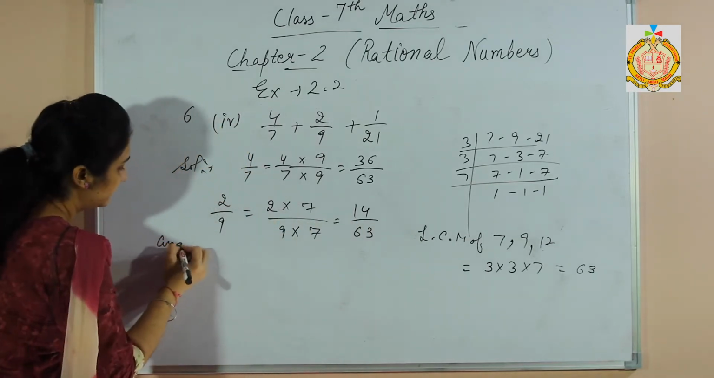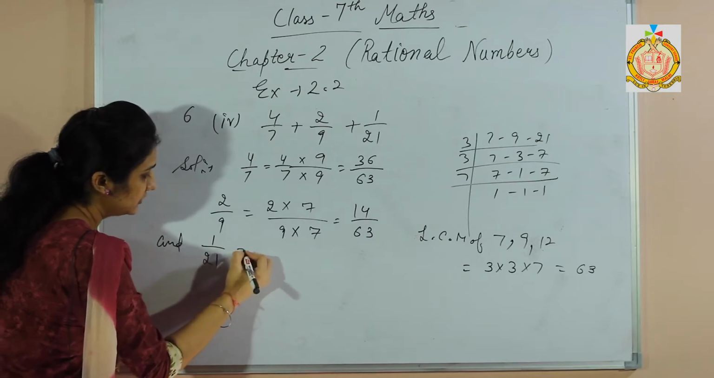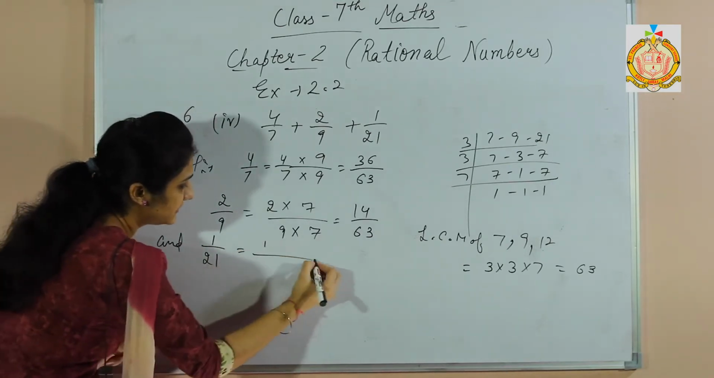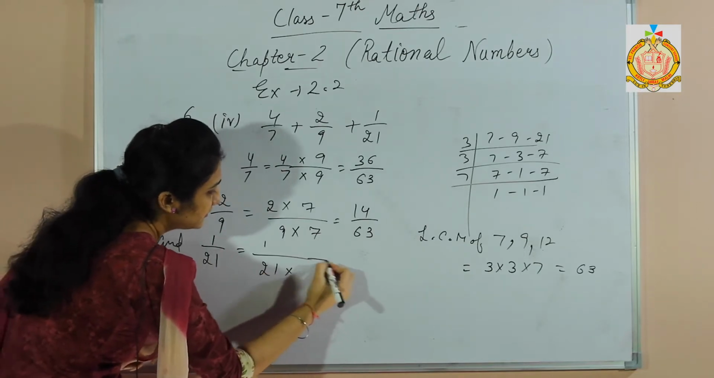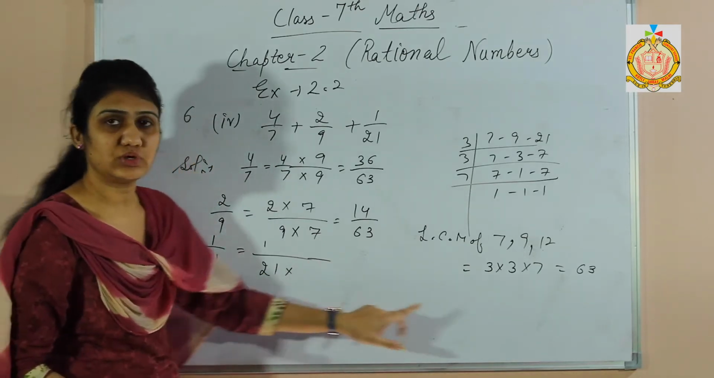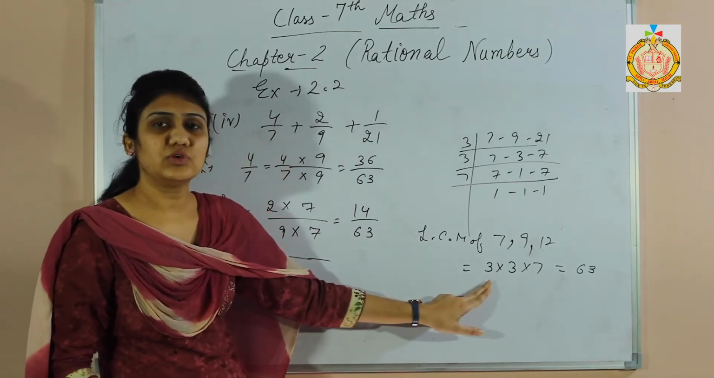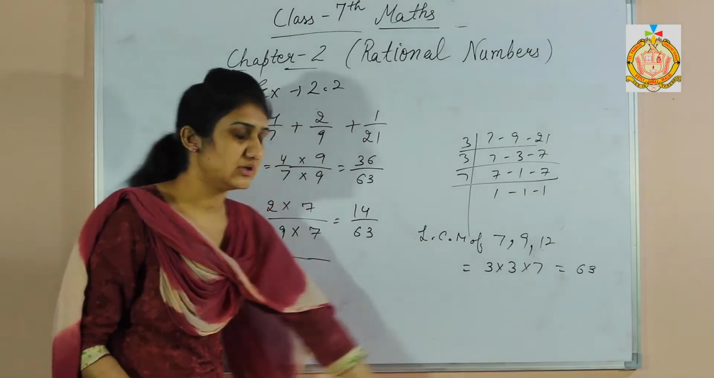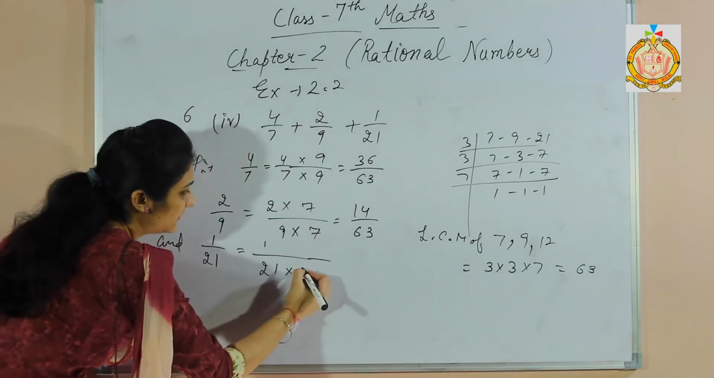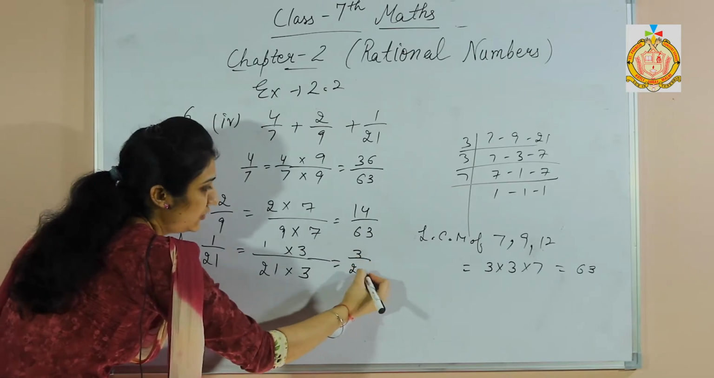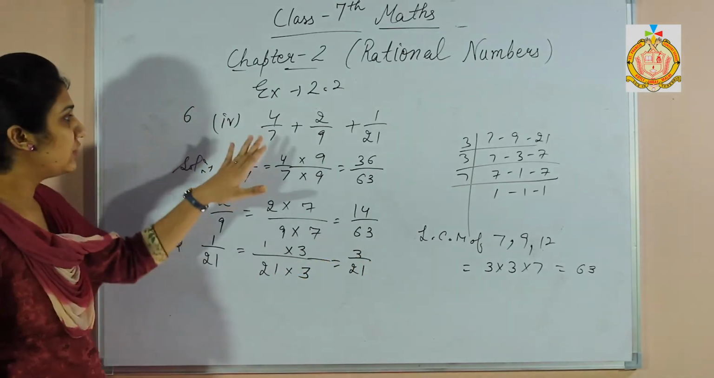Again 1 upon 21, we have to make the equivalent fraction for it first. By which number do we multiply 21? Here 7 into 3 is 21. So we will have to multiply 21 with 3 to get 63. Multiplying numerator and denominator with 3, that is 3 upon 63. Now students, we have to find the value for this.